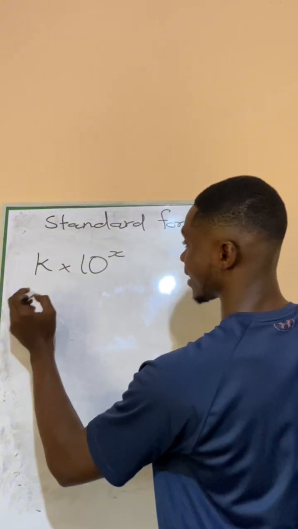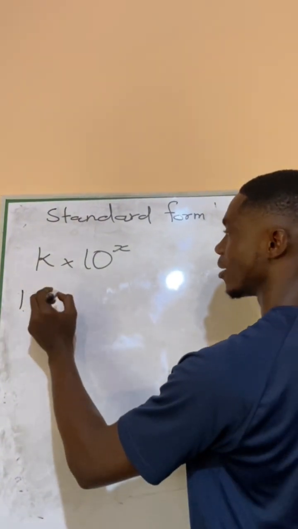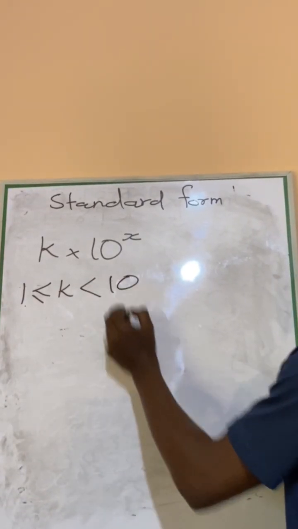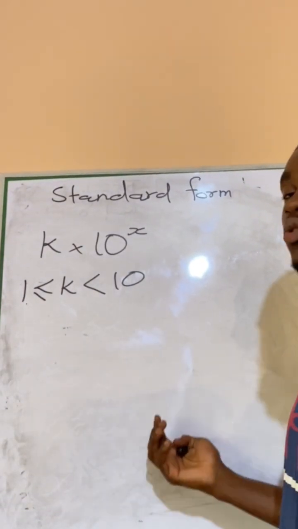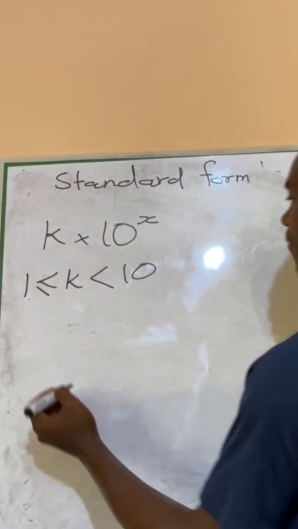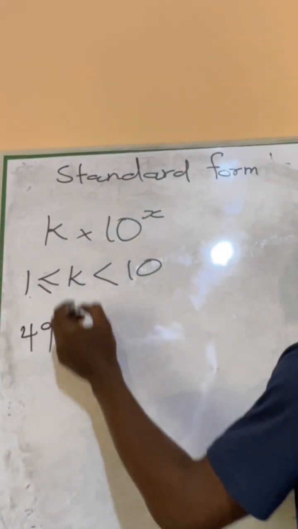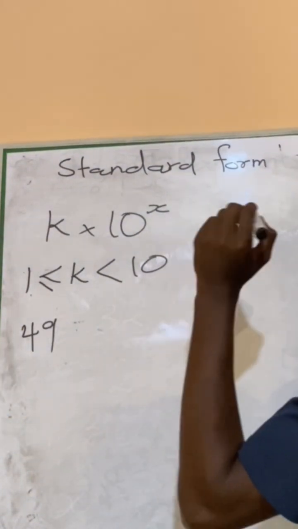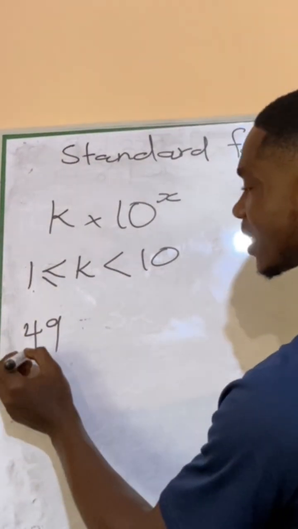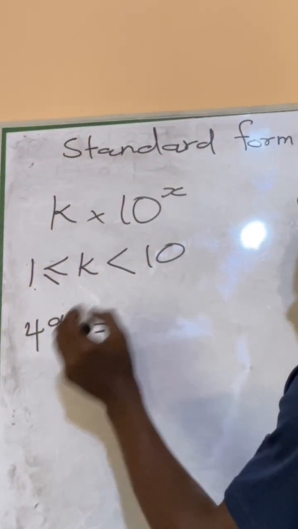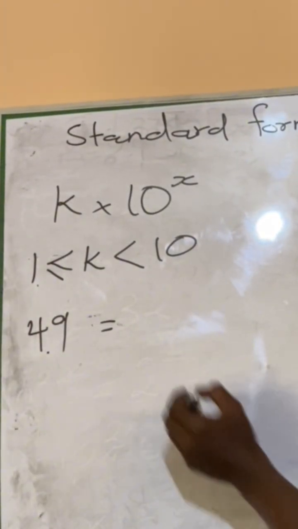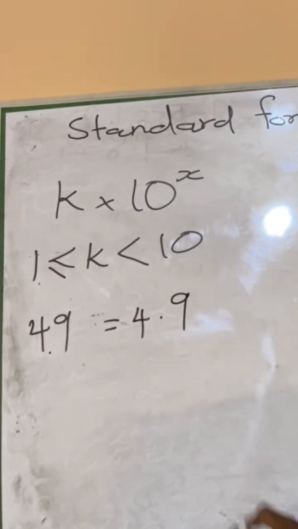If it's a single digit, then we can say that k should be greater or equal to what? 1, and then it should be less than 10, or it should be less or equal to 9. So k shouldn't be a double figure. So whenever we have any figure at all, let's say 49, then we are going to change this 49 into a single digit. We are representing 49 in standard form. Now, changing this into a single digit, then we are going to have a point. We will bring a point after the first number, where we are going to get 4.9.